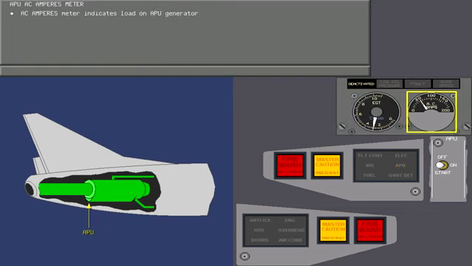The AC amperes meter on the APU panel indicates the load on the APU generator. The load should not be allowed to exceed 125 amperes in flight and 150 amperes on the ground.